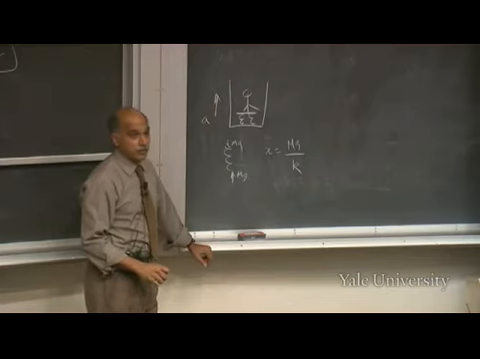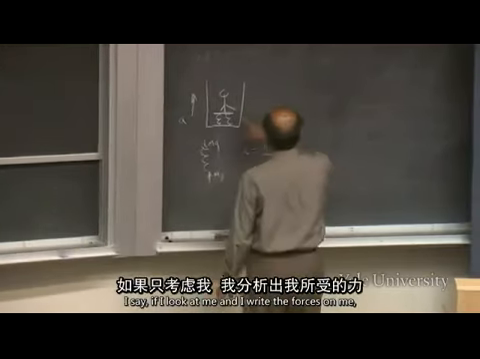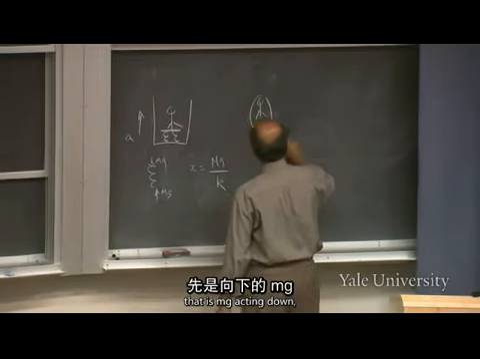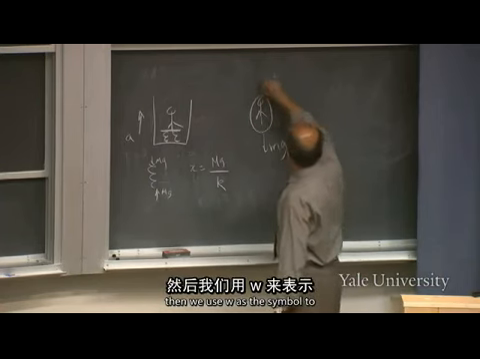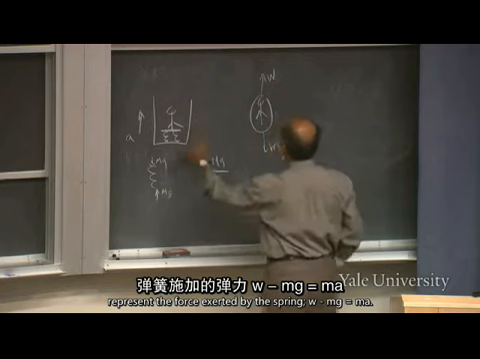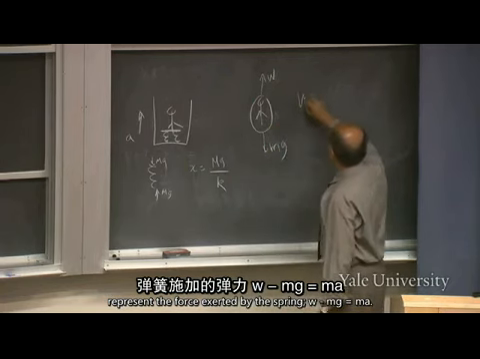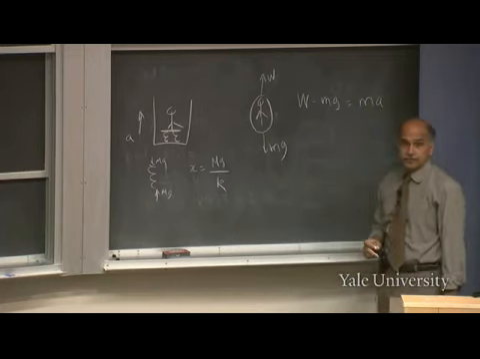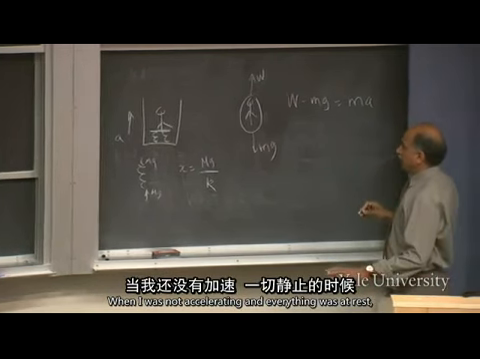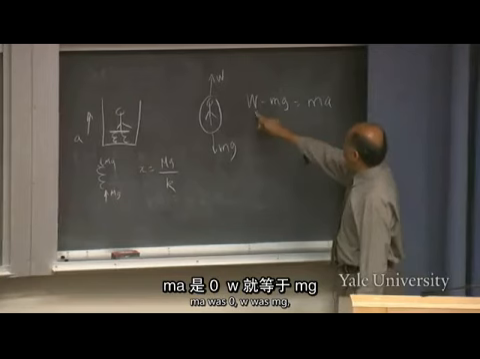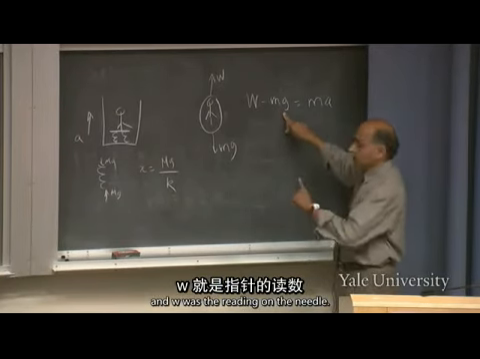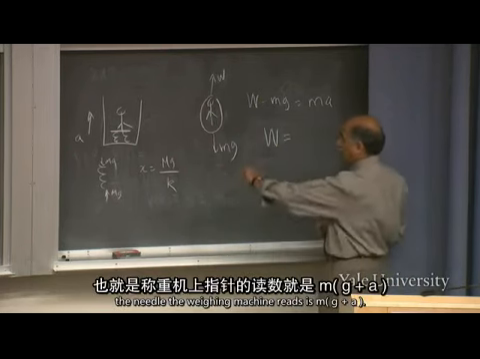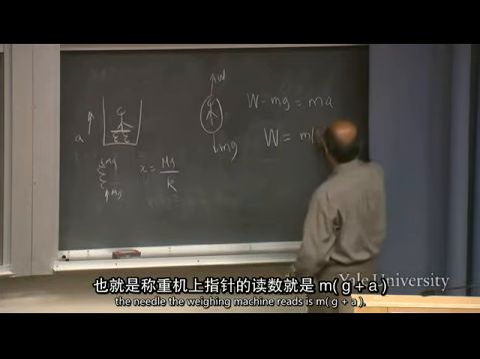Now what happens if the elevator is accelerating upwards with an acceleration a? That's the question. Now the way I analyze it is I say, if I look at me and I write the forces on me, that is mg acting down, let me use W as the symbol to represent the force exerted by the spring. W minus mg is ma. That is F equals ma. When I was not accelerating and everything was at rest, ma was 0, W was mg, and W was the reading on the needle. But if I'm accelerating, the force exerted by the spring, and therefore the needle, the weighing machine reads, is m times g plus a.